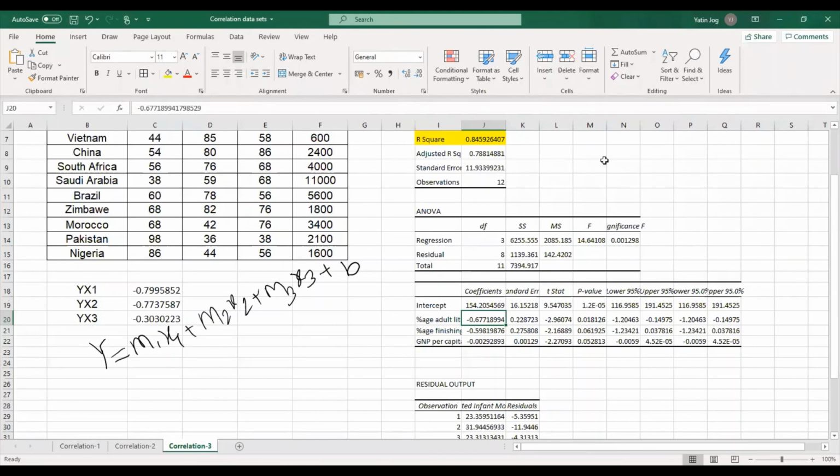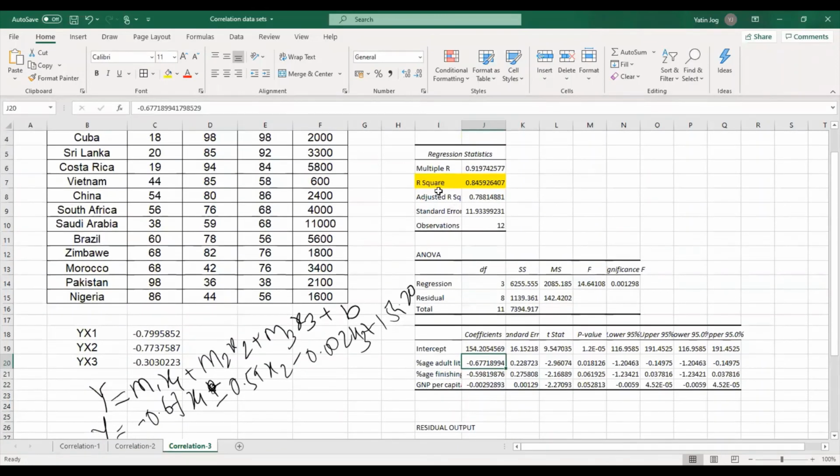So if I have to write the equation, I can write y is equal to the value of m1, which is minus 0.067 into x1, plus the value of m2, so it is minus 0.59 x2, minus 0.002 x3, plus the constant, which is 154.20 something. So now this becomes my regression equation, or I can call this my data model. This is my data model to predict y based on three independent variables with this equation.